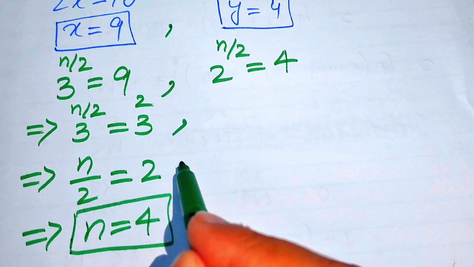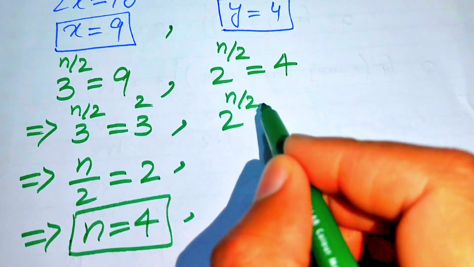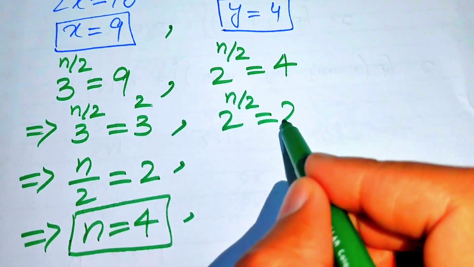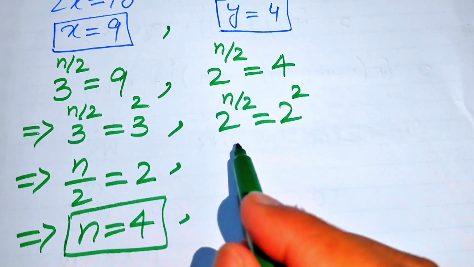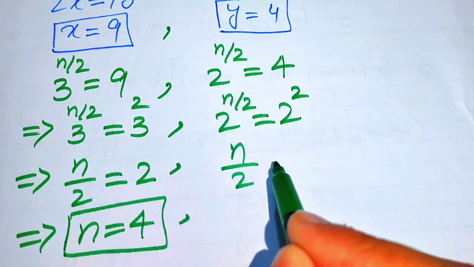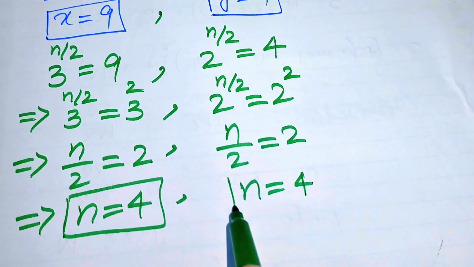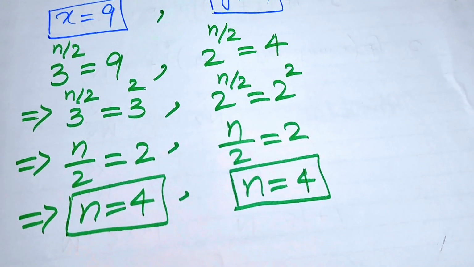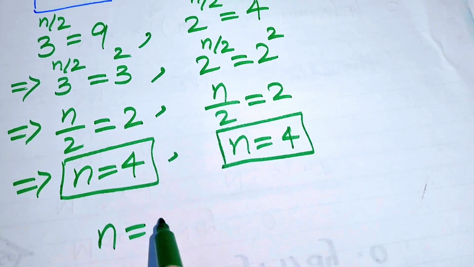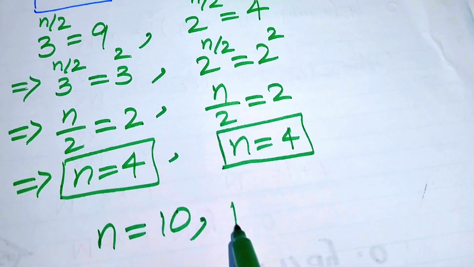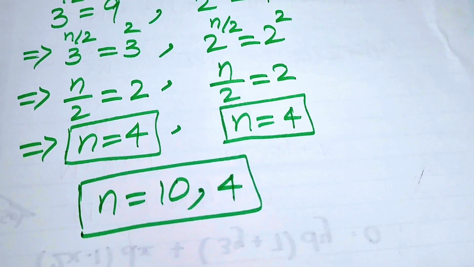And now we solve this case, and in this case we have 2 to the power of n over 2 equals to 4 and we write it as 2 square. And now we compare both of the sides and we equate its exponents, and it becomes n over 2 equals to 2 and we get n equals to 4. So in this question we have two integer solutions. So our first integer solution is 10 and the second integer solution is 4. So these are the two solutions of the given question.